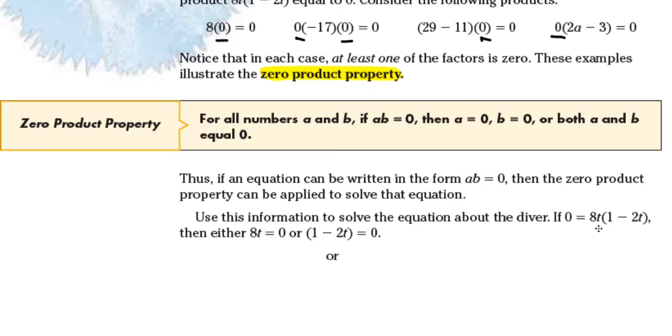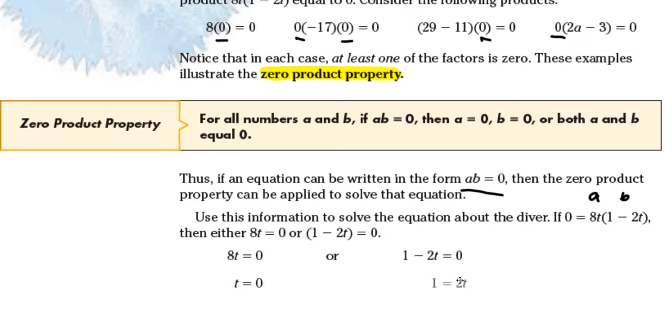0 equals 8t times the quantity 1 minus 2t. If this is our zero product property, then we can say that our a is 8t and our b is 1 minus 2t. So this brings us to two scenarios: either 8t is equal to 0 or 1 minus 2t is equal to 0. If we solve 8t equals 0, divide both sides by 8, and we end up with t equals 0. If we solve 1 minus 2t equals 0, then this is a two-step equation.